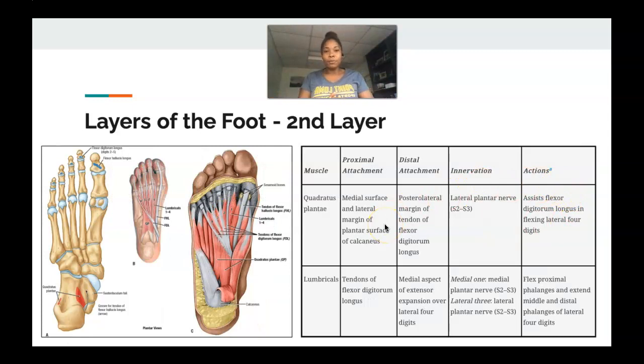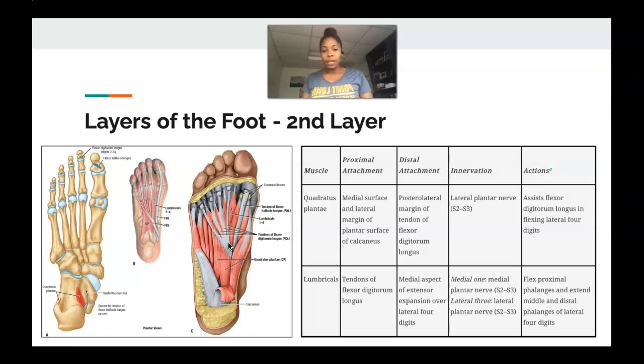The second layer of the foot is composed of two muscles. The first is the quadratus plantae, which you can see here. It has a direct attachment site to the flexor digitorum longus. So a lot of times this muscle goes unnoticed because you assume that it is a part of the flexor digitorum longus. So I'm going to show you that in lab or in sync session so that we can make sure we can differentiate between the quadratus plantae and the flexor digitorum longus.